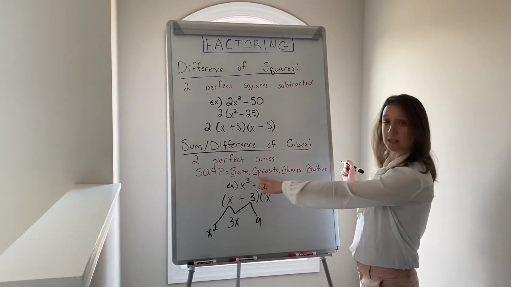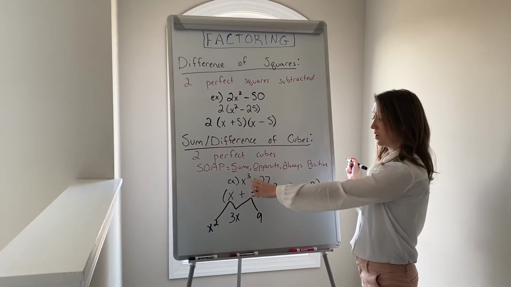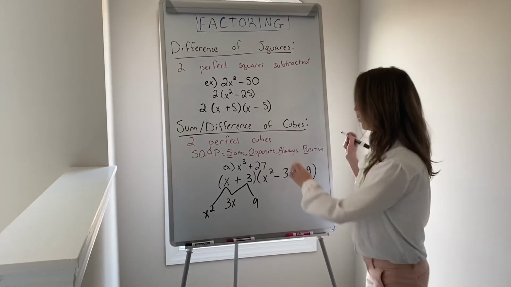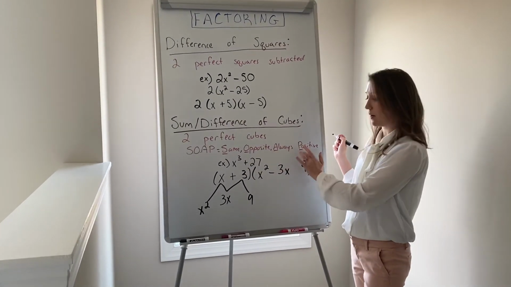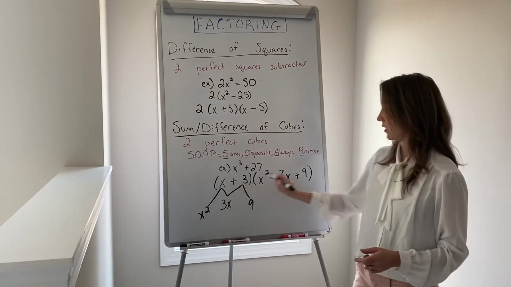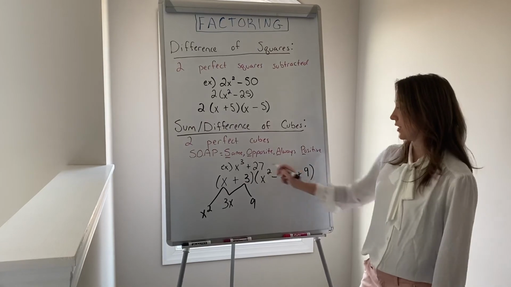O is for opposite, so that's the opposite of what we started with. So we started with a plus, the opposite of a plus would be a minus. And then your last blank is AP for always positive, and so that would be the last blank. And then this whole thing right here would be your answer for factoring this problem.